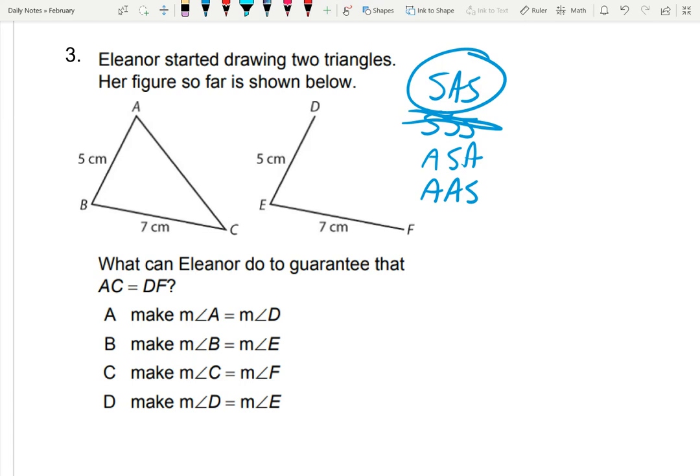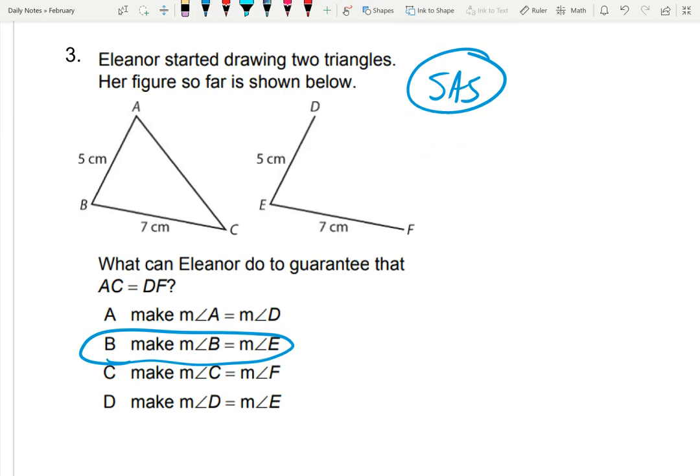So angle B would have to be the same as angle E, which is answer choice B. That's the idea there. It's kind of referencing a side, angle, side.